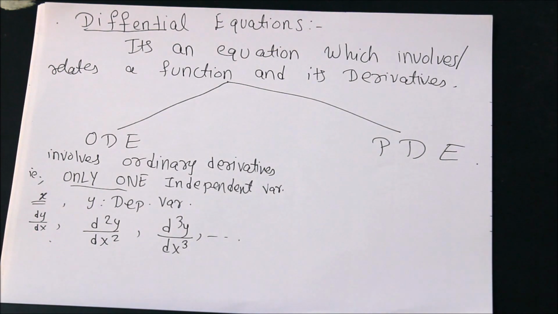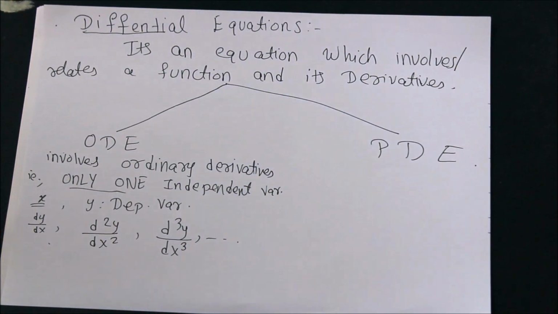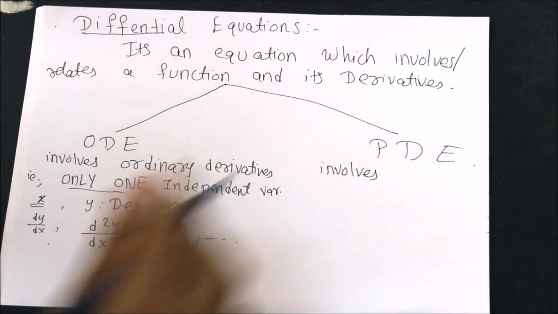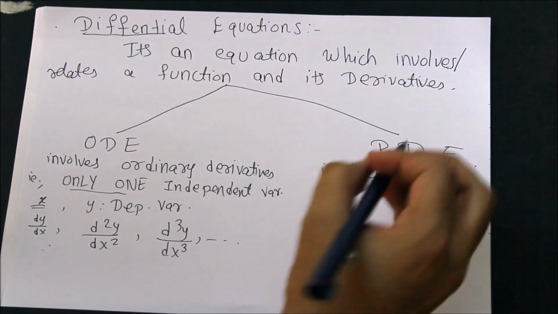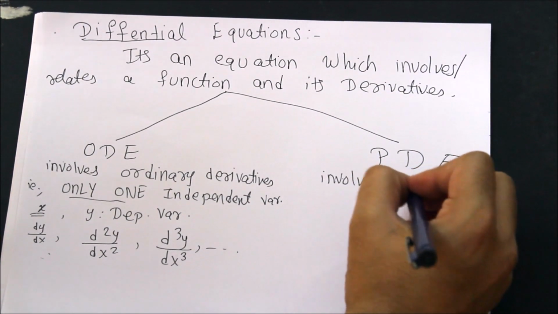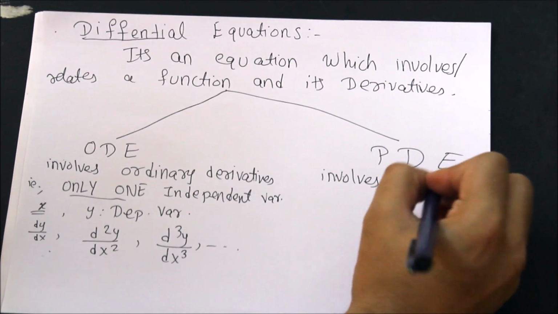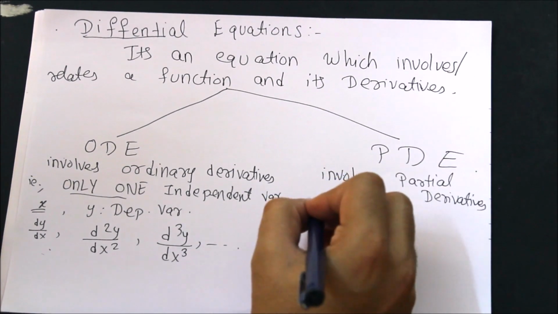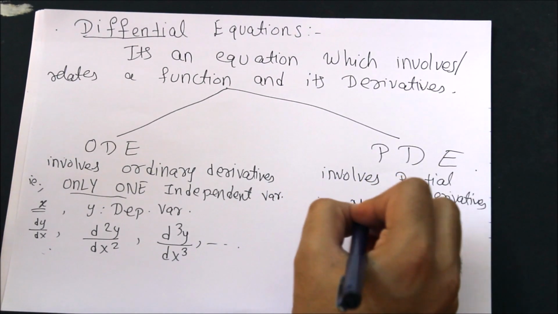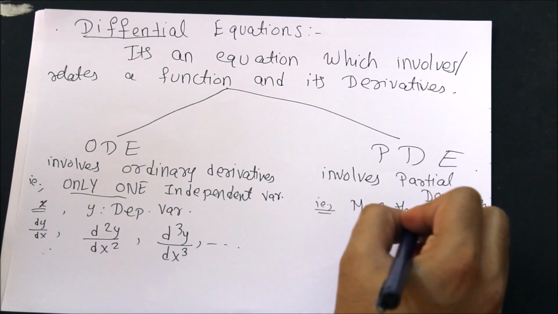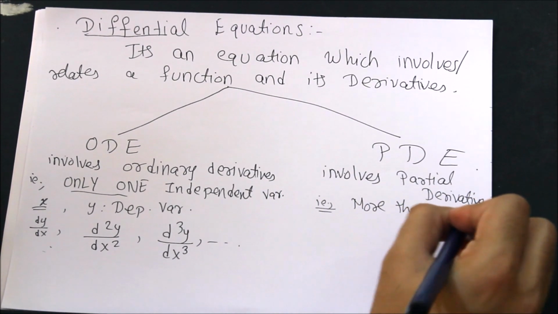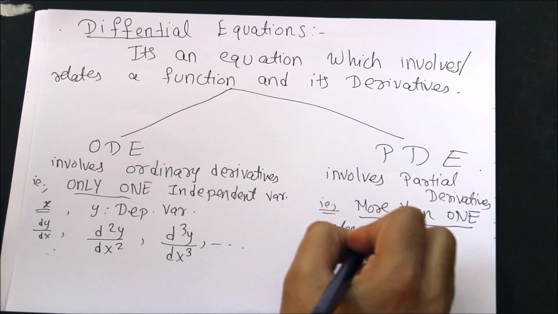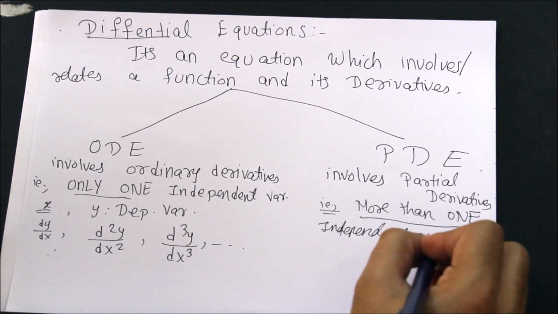Now what do you mean by a partial differential equation? A partial differential equation is an equation that involves partial derivatives, unlike these ordinary derivatives. That means you have more than one independent variable.